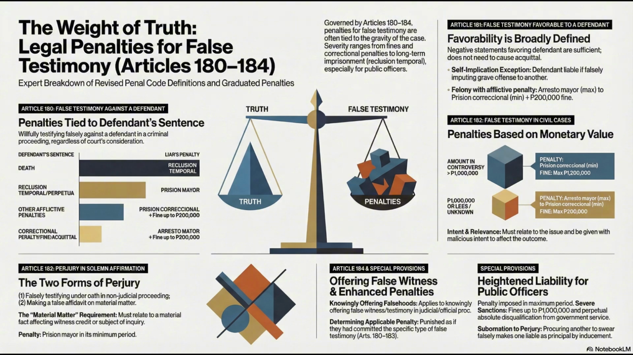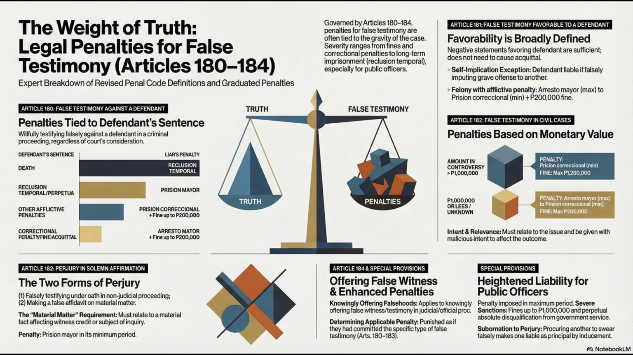Second, let's look at civil lawsuits and perjury. Here the penalty is tied to the amount of money in controversy, specifically whether it's above or below 1 million pesos. Now, for general perjury, the lie absolutely must be about a material matter. Think of it this way. Lying about your age on a document isn't perjury if the legal issue is about a stolen car, because the lie doesn't affect the court issue.